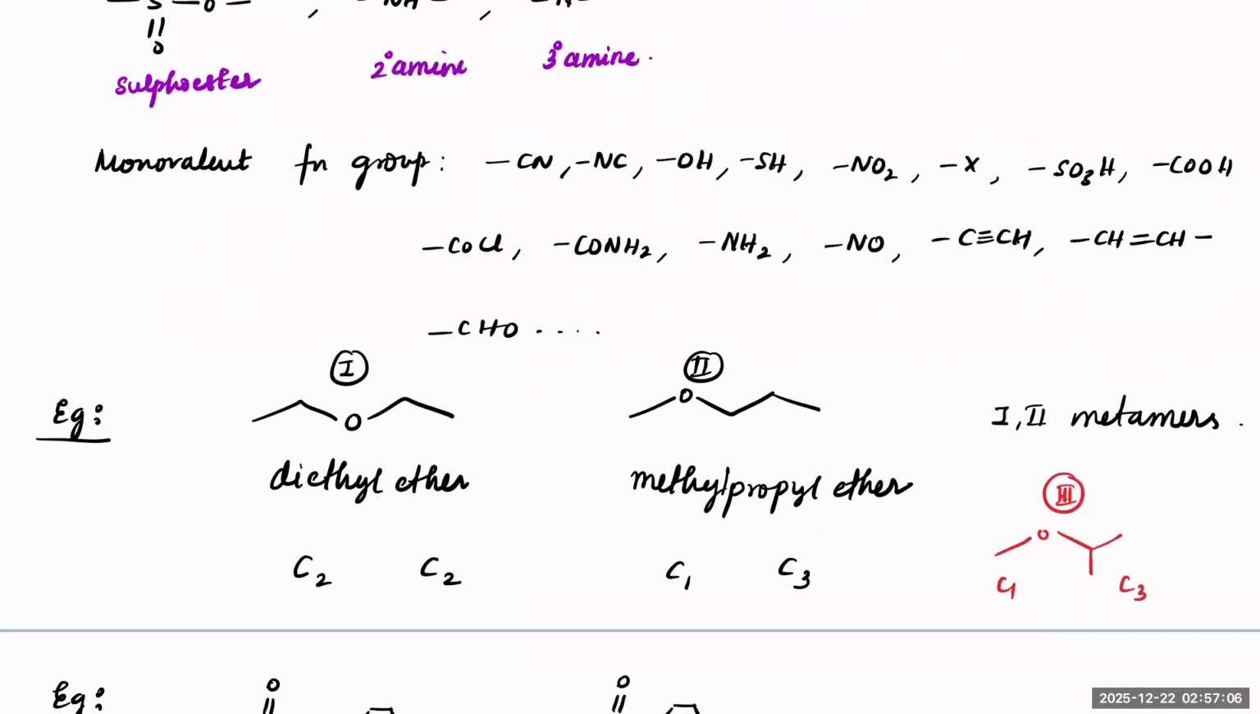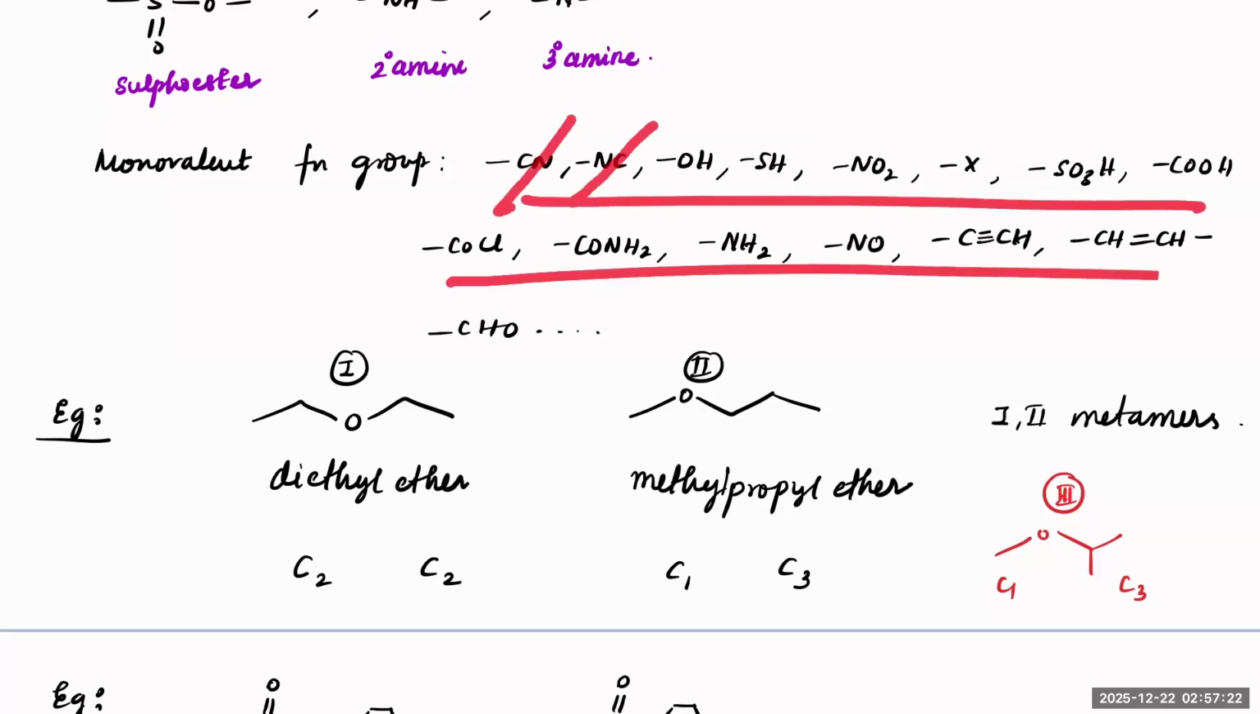Now, groups where metamerism does not happen are monovalent functional groups. That means the functional group is extended only in one direction, not in both directions. You can see these are all extended only in one direction. Cyanide, isocyanide, alcohol, thioalcohol, nitro, halogen, sulfonic acid, carboxylic acid, acid chloride, amides, 1 degree amines, nitroso, triple bonded carbon, double bonded carbon.